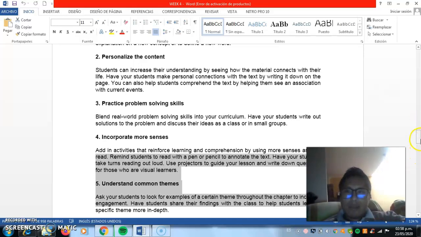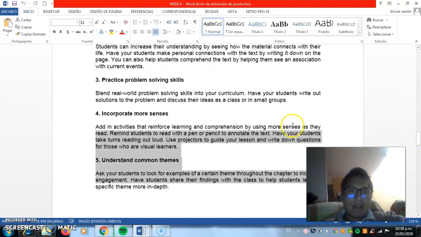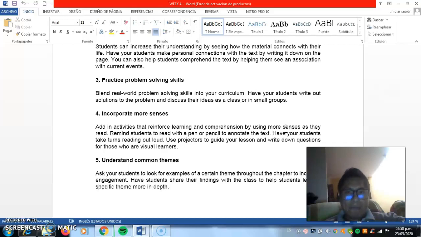Incorporate more senses. Here it says add in activities that reinforce learning and comprehension by using more senses as they read. Yes, that's true. Here it says have your students take turns reading out loud, use projectors, guide your lessons. Yeah, could be. There are many different ways to engage a reading.